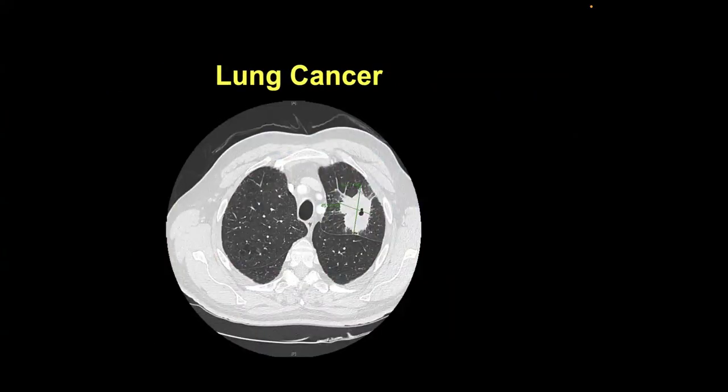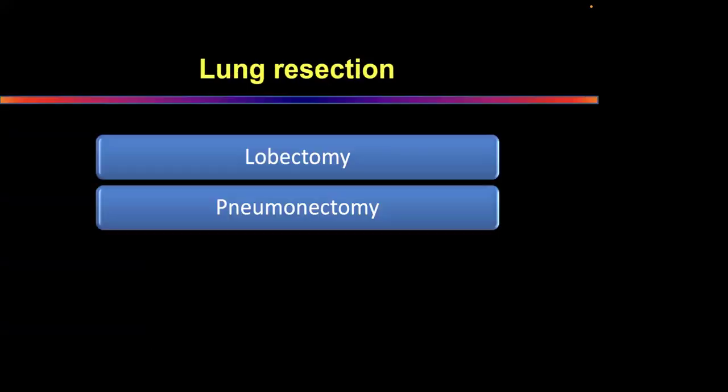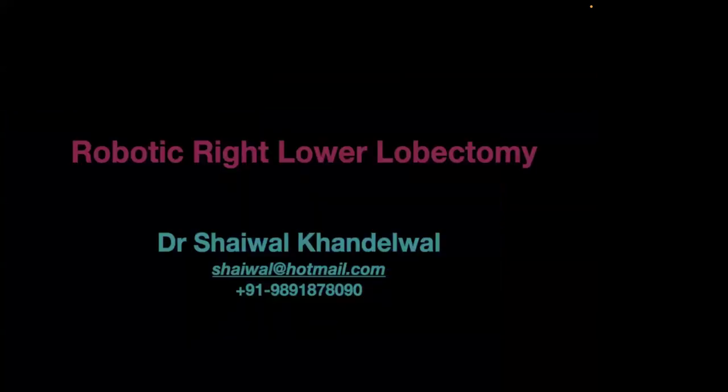For lung cancer, most of the time we do surgery by VATS and robotics. A tumor of any size, even one involving the chest wall, or central tumors requiring pneumonectomy or a sleeve lobectomy, is done by VATS and by robotics. Depending upon the stage, lobectomy, pneumonectomy or segmentectomy is done, followed by an extensive systematic mediastinal nodal dissection in all lung cancer cases. So I will show a video of a robotic right lower lobectomy.